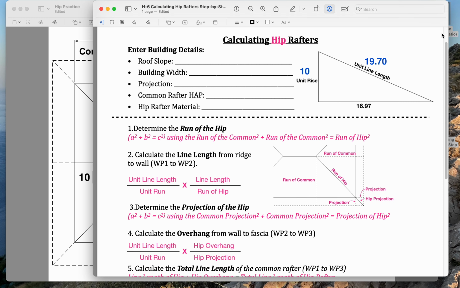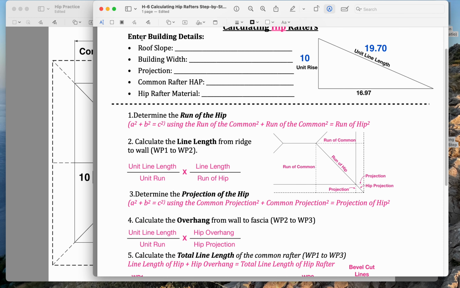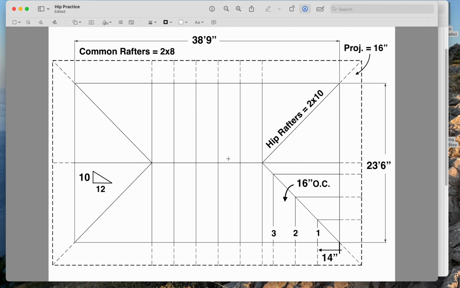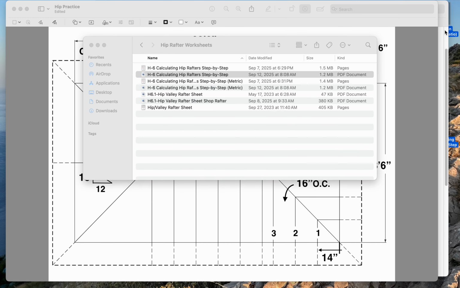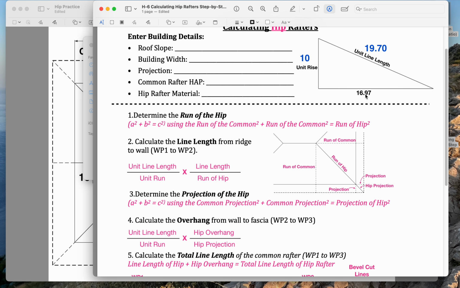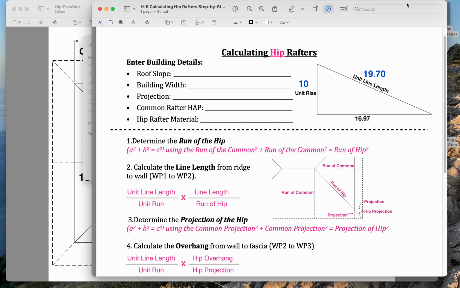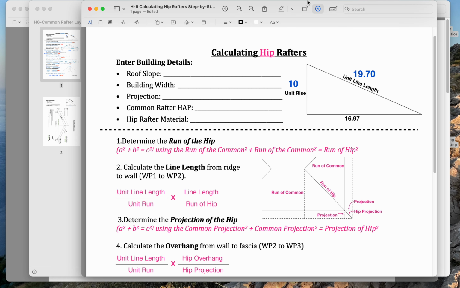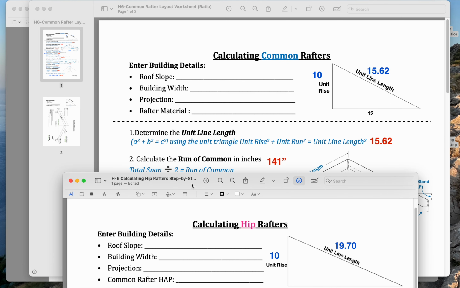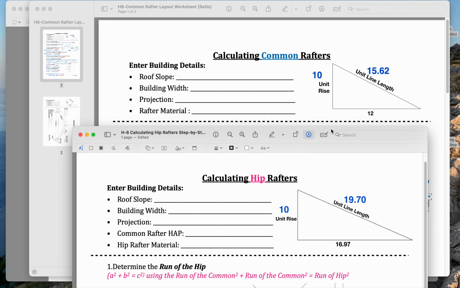Let's look at our worksheet and see what we need to do. So this example, it's a 10-12 roof. You can see here, 10-12. And the hip rafter is the same. So it's still a rise of 10, but instead of a run of 12, it is going to be a run of 16.97. So what I did is just quickly prepared our unit triangle here. So our unit run, 16.97, our unit rise, 10, and our unit line length is just the hypotenuse of those two numbers. Okay, and now that's different than the common rafter, which you can see is a 10-12 with the unit line length is 15.62.